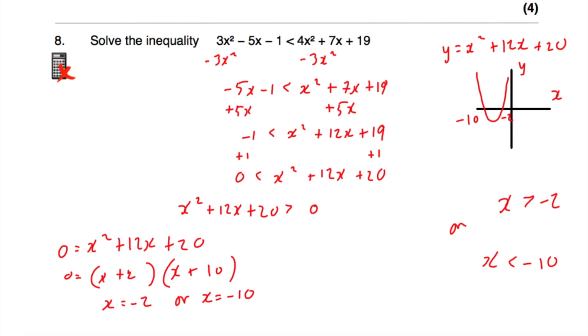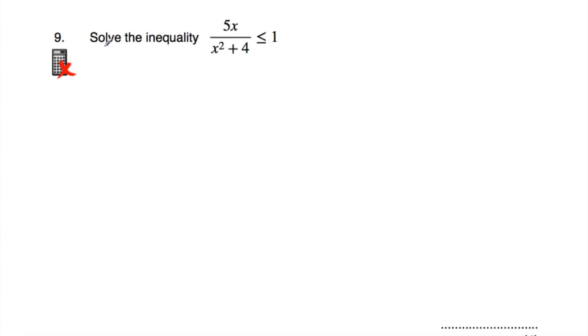Okay, let's have a look at our next question, question number 9. So question number 9 says, solve the inequality 5x over x squared plus 4 is less than or equal to 1. So just like the other questions, what we want to do is make either the left-hand side or the right-hand side equal to 0.